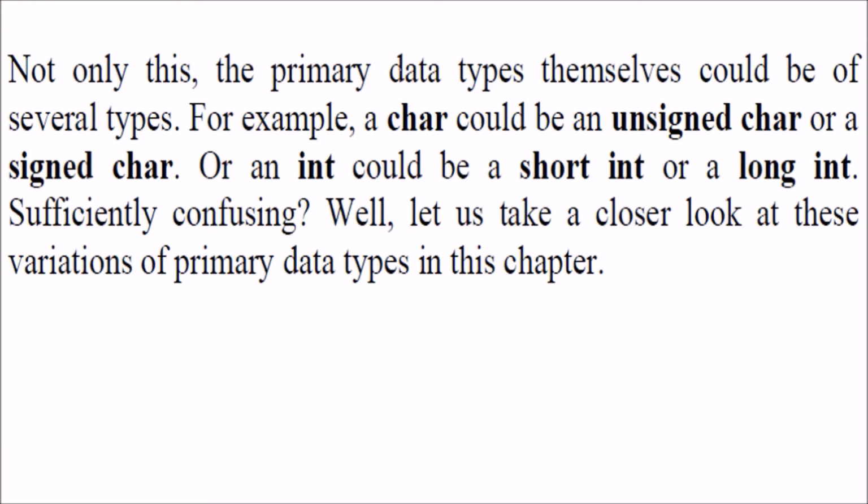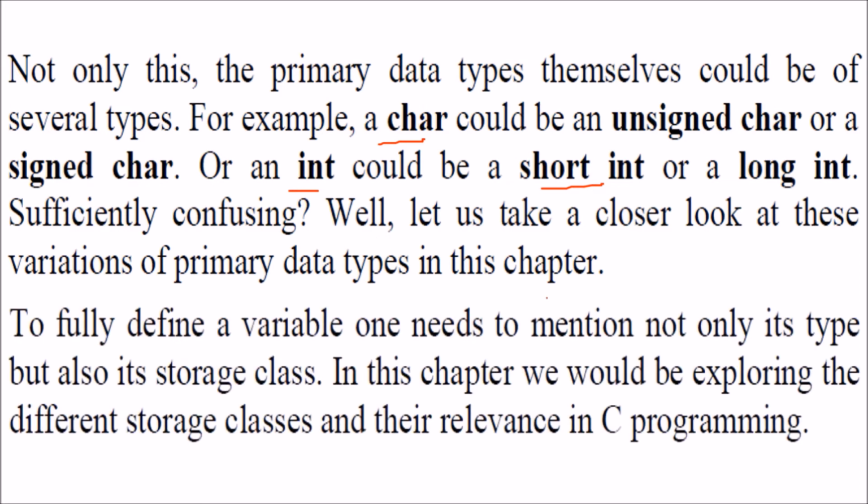So not only the primary or primitive data type, along with this you can have a character, say unsigned char, signed char. You can have an integer which is called as short int and long int. So what this short, long, unsigned, signed means? So let us discuss in this chapter what this character, integer and float have to offer you.